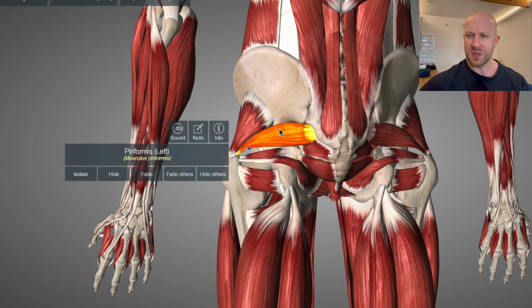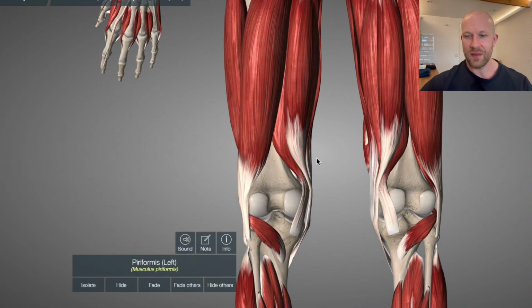We've got piriformis, which is probably the most well known. In a certain percentage of the population, figures vary, the sciatic nerve actually passes directly through this muscle. So sciatica could be being caused by a tight piriformis, possibly, pending assessment. Let's move further down the leg and have a look at the knee.